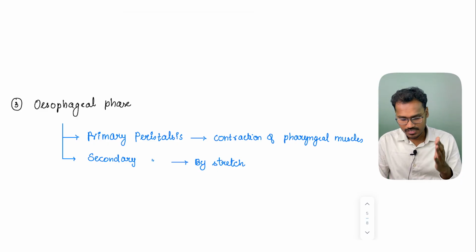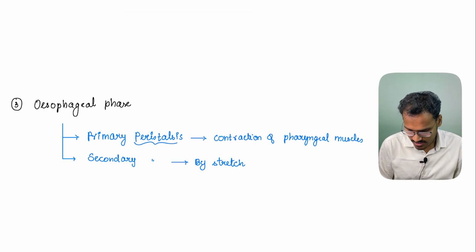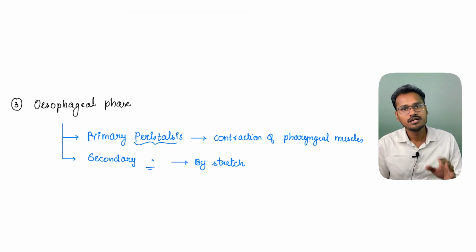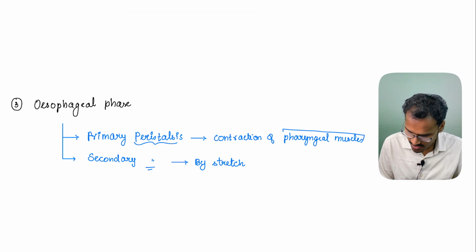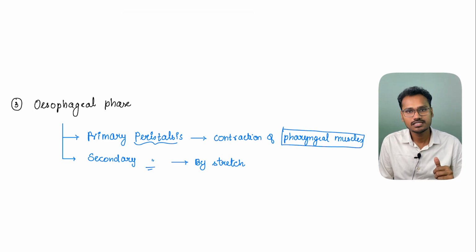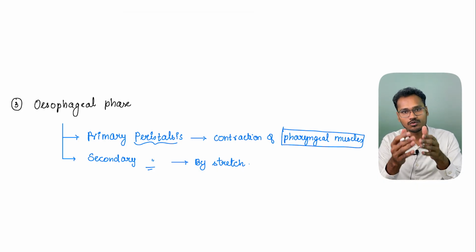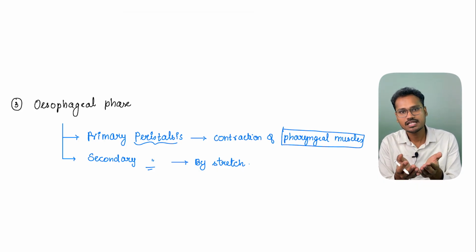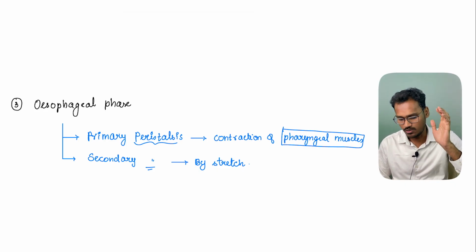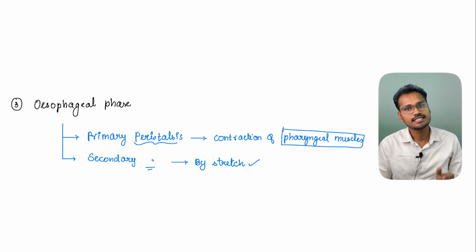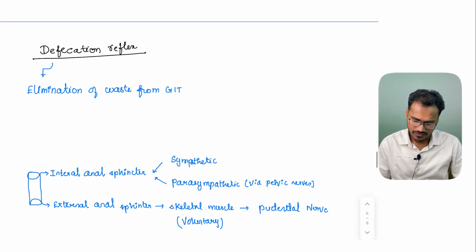In the esophageal phase, there are two types of peristalsis happening. One is called primary peristalsis and the second one is secondary peristalsis. Primary peristalsis happens because of the contraction of the pharyngeal muscles. They will initiate the peristalsis in the esophagus. But the secondary peristalsis is because of the stretch of the food. Once the food enters the esophagus, like the peristalsis which we saw in the GIT, it will cause contraction above and relaxation below. That is by the stretch. That is the secondary peristalsis. So this is all about the deglutition reflex.